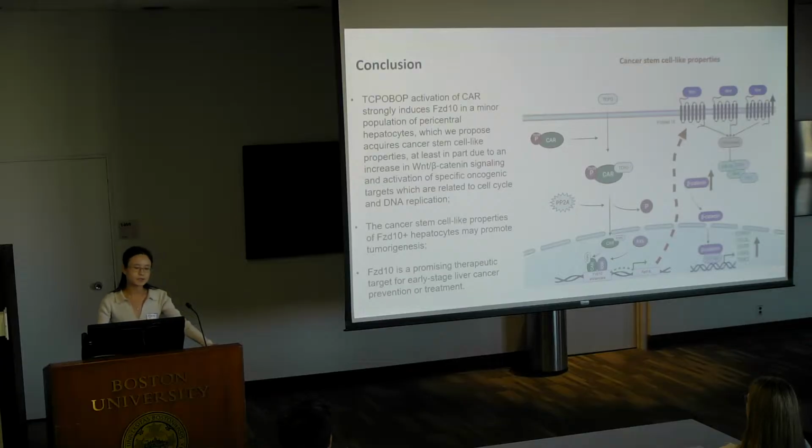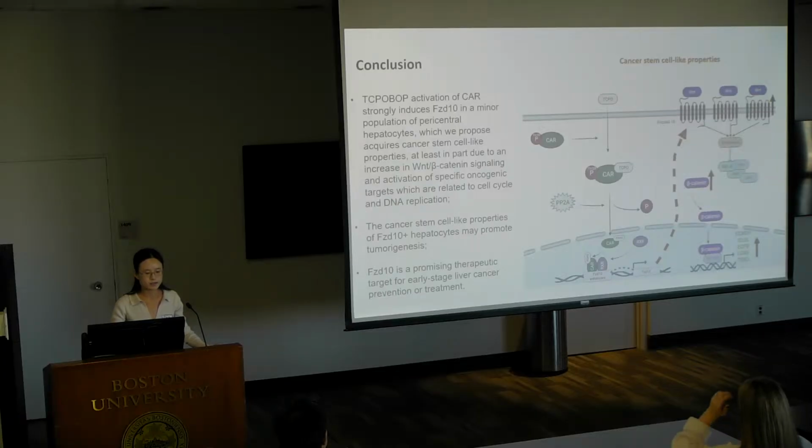So our conclusion is that TC pop-up activation of CAR strongly induced frisoten in a minor population of pericentral hepatocytes, which we propose acquire cancer stem cell-like properties, at least because of the Wnt beta-catenin signaling pathway upregulation, and activates a certain population of targets related to cell cycle and DNA replication. So frisoten is a promising target for early stage liver cancer prevention or treatment.